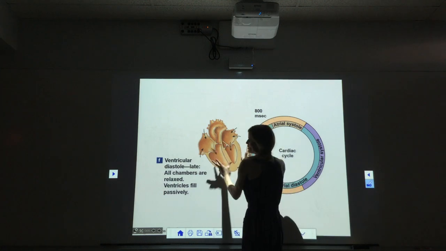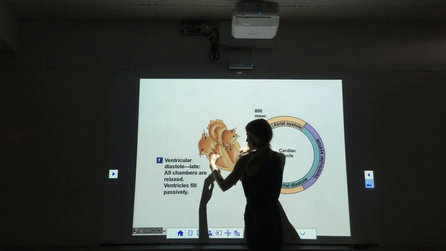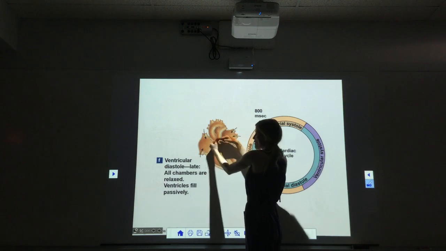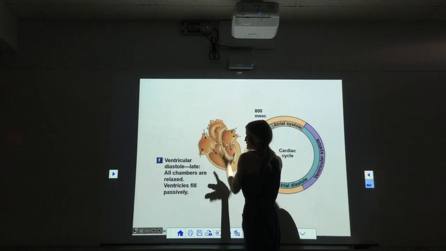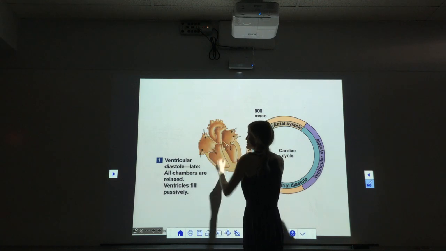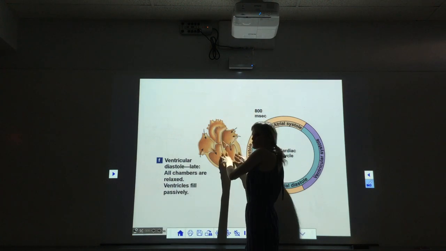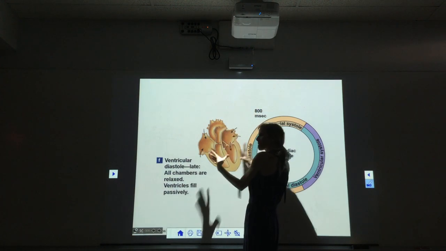The first phase, when the ventricles first start to contract, what does it do? Good job. It closes those AV valves. Now all four valves are closed. In the late phase of ventricular systole, there's enough pressure to open the semilunars and it's able to eject blood from the heart. After the ventricles go through systole, they go into what?